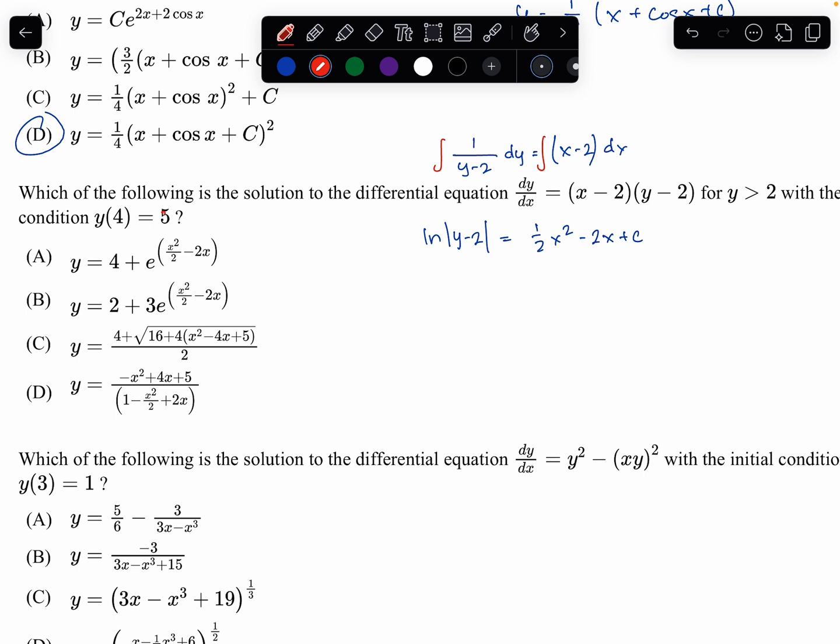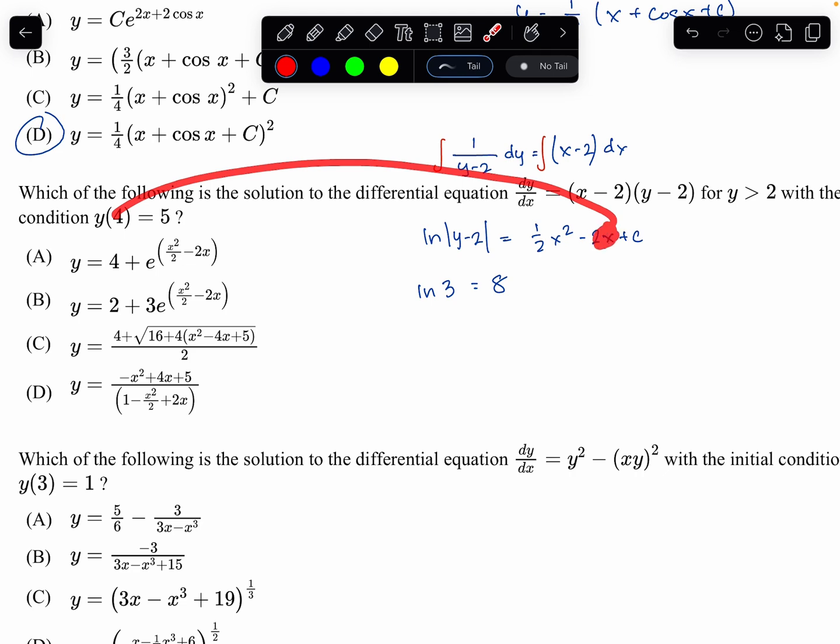So I'm going to plug in 5 for y. So that's going to be the natural log of 3 equal to, and then I'm going to plug in 4 for x. So 4 squared is 16 divided by 2 is 8. And then if I plug in 4 here, that's going to be minus 8. So that just means that the constant c is going to be equal to natural log of 3. So that's going to be equal to c.